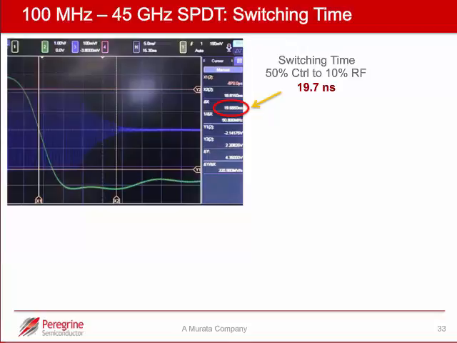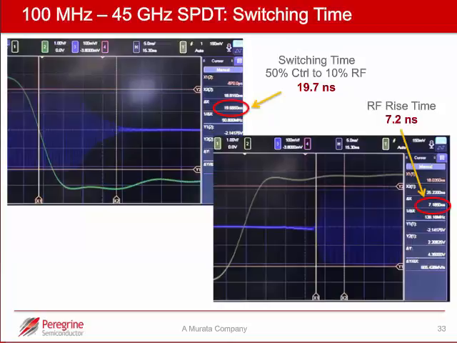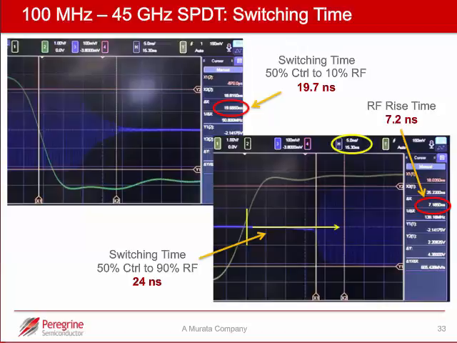You can see that the main RF switching occurs in this section, and then looking at what it is for the actual rise time, as that's referred to, the RF rise time, it gets to be about 7.2 nanoseconds. I'm showing here the opposite, where we're going from the 50% control to 90% RF. And if we look at the corresponding total switching time, that's on the order of 24 nanoseconds. So very consistent between the two states, as well as the RF rise time, fall time, on the order of 7 to 8 nanoseconds.